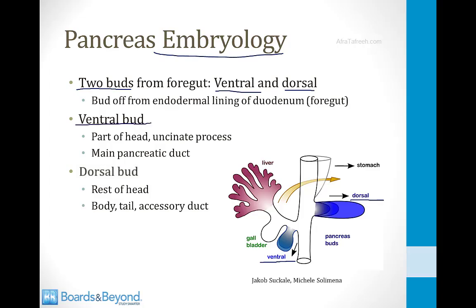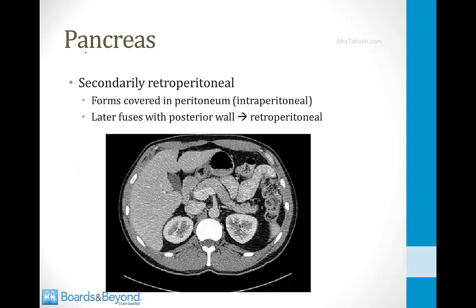The ventral bud forms the head of the pancreas and the uncinate process. It also forms the main pancreatic duct. The dorsal bud in the back forms the majority of the pancreas. It forms the body, the tail, and the accessory duct. The pancreas is a retroperitoneal organ, but it is called secondarily retroperitoneal. That's because it initially forms covered in peritoneum as an intraperitoneal organ, but then it migrates and fuses with the posterior wall to become retroperitoneal.